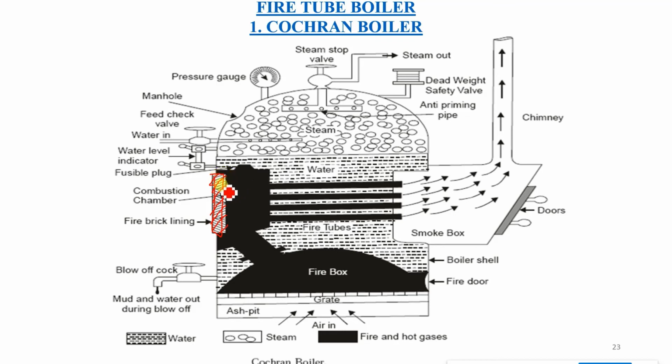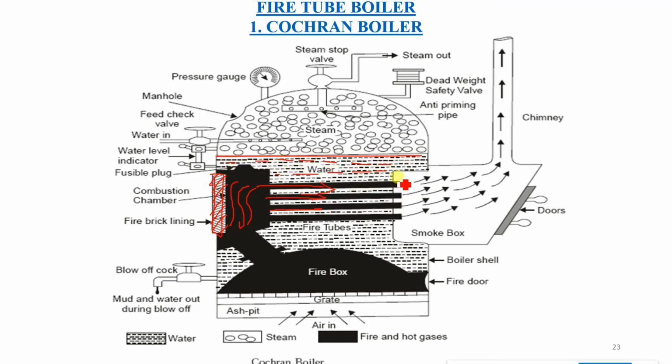Here combustion takes place. The flue gases formed during combustion flow through the tubes. Therefore, these are called fire tubes. The fire tubes are completely surrounded by water.